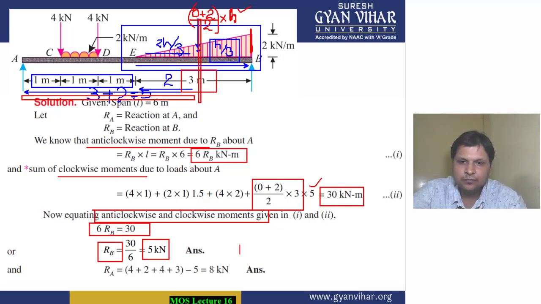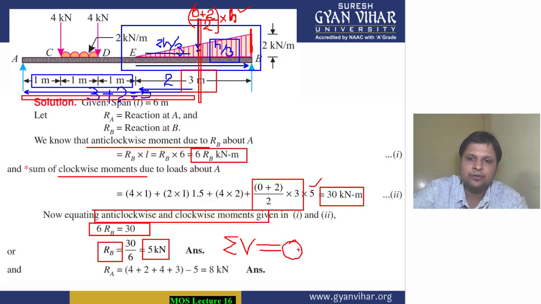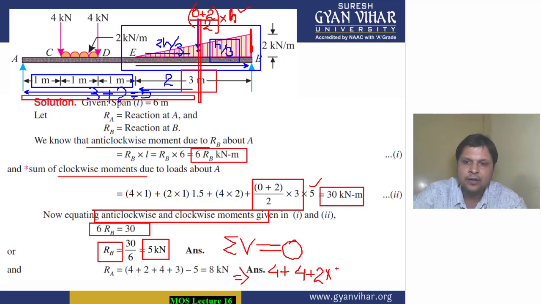Now if you use the condition of equilibrium that the summation of all vertical forces is equal to 0, you will have one more equation: 4 plus 4, all the forces which are going downwards. 2 are the point loads, 1 is the uniformly distributed load, where the load is 2 kilonewton per meter, means 2 into 1 we are writing. The other is the UVL, and what is the value of this UVL? 0 plus 2 by 2 into 3, means it is equal to 3.